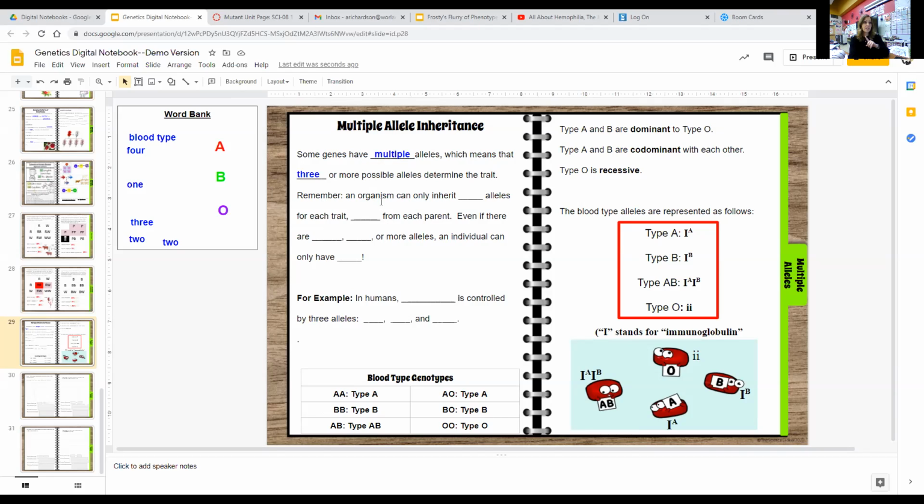Now, an organism can only inherit 2 alleles. So even though there's 3, 4, 5, 6, you only get 2 for each gene. Okay, still it's 1 from each parent. So you could get, out of those 7 genes for your eye color, you're still only going to get 2 for each gene. Okay, so 1 allele from each parent. Doesn't matter how many are coded for. You still only get 2 alleles for each one.